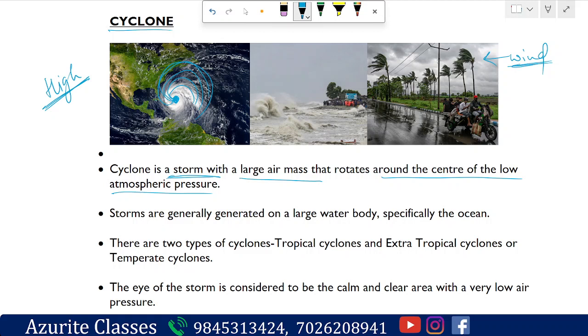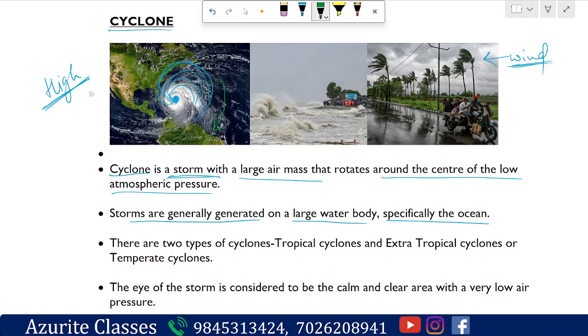So where do cyclones mainly generate? Cyclones are generally generated in a large water body, specifically in the ocean. Sea, ocean, we have studied there are 5 oceans, right? So it generates there, and then it moves from the sea to the land, rotating. In that rotation it will move forward, in any direction it can go, right? When it comes near the ground, it will cause damage to us, right? So that is about the cyclone.